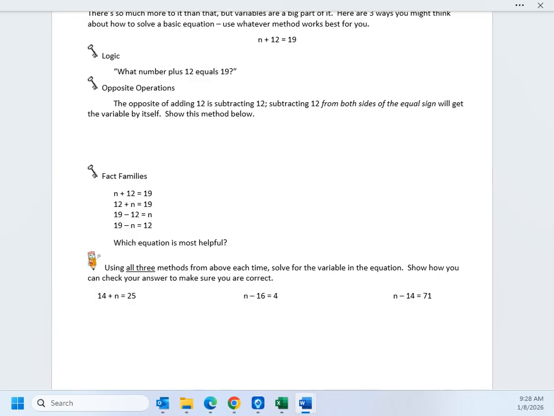So opposite operations mean we do the opposite of PEMDAS. We're going to do SADMER. So instead of PEMDAS, we do it opposite. So we do the opposite of adding or subtracting first. Usually that's the last step we do.